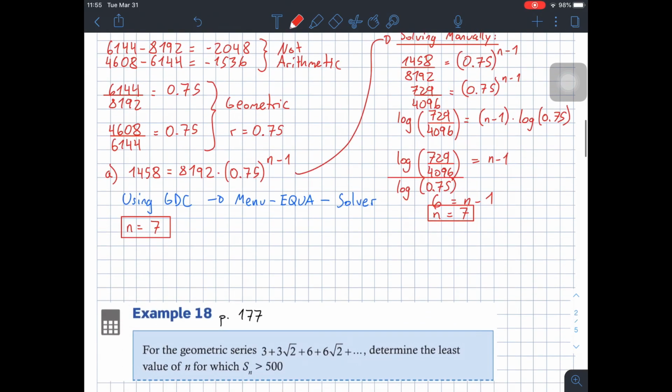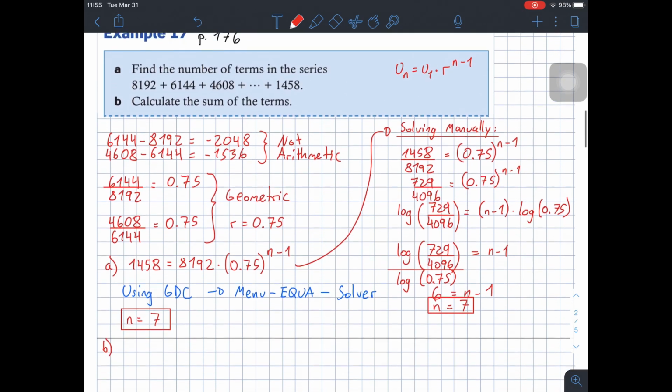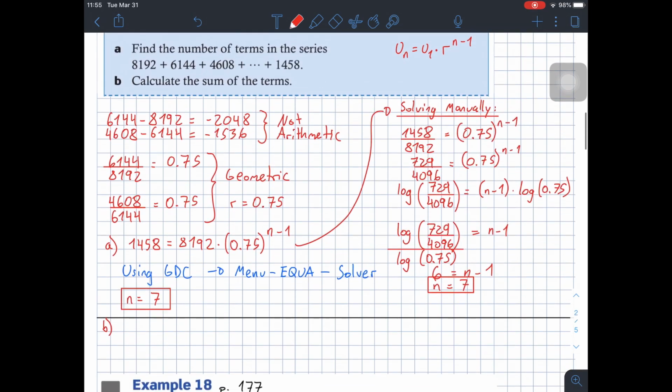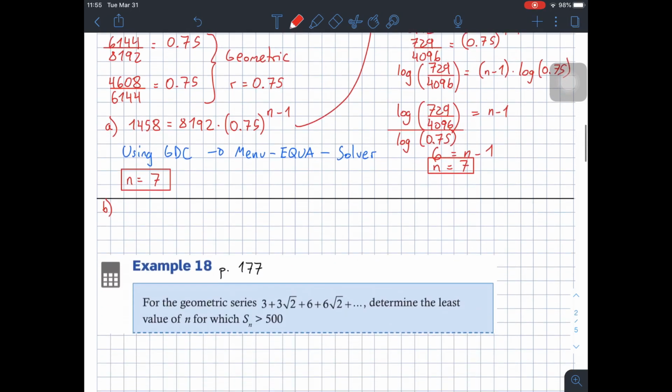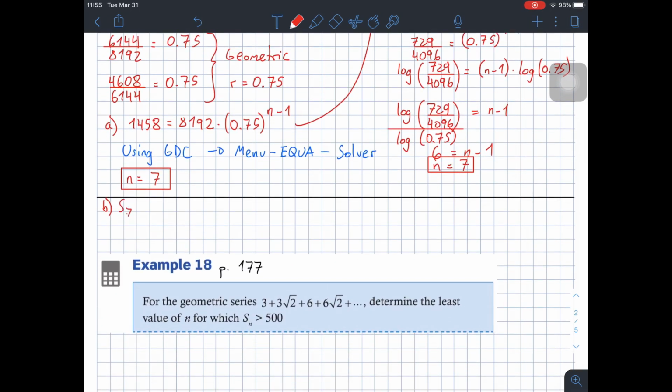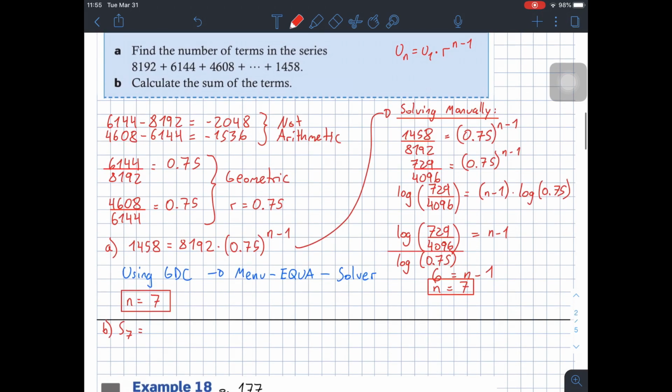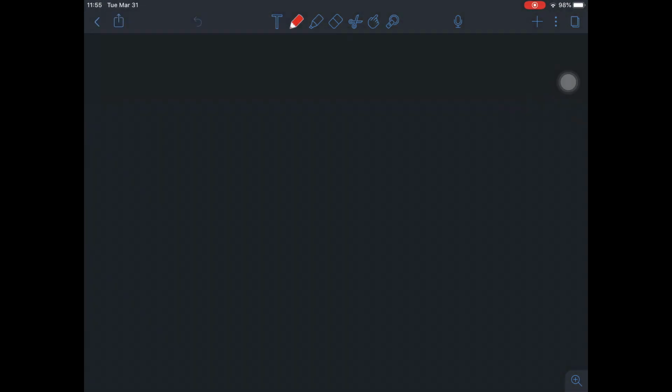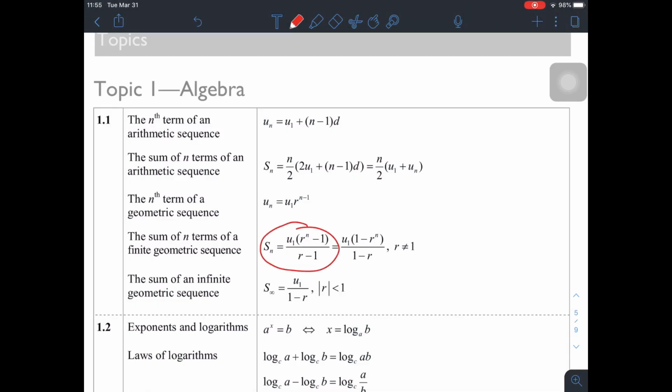Then part B. I'm going to put a line over here to separate. Part B says calculate the sum of the terms. So we want to calculate the sum of the first 7 terms. S of 7 equals, according to our formula, if we go back to the formula, it's this one over here, right?